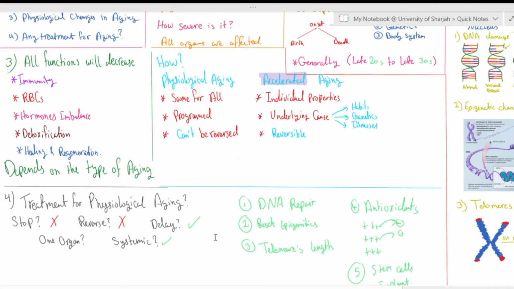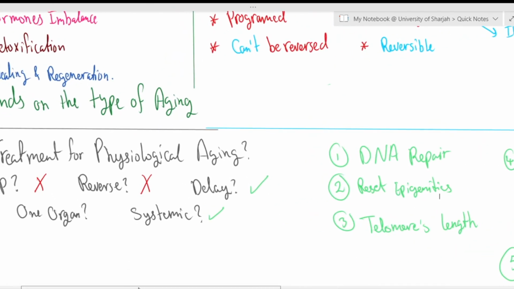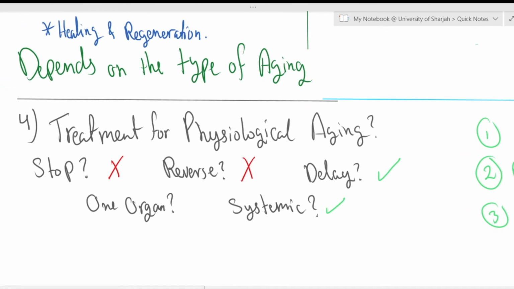Okay, good. So in the end, we have the treatment of aging. Could there be any treatment for aging? How do we treat aging? So, can we stop aging? No, we can't stop aging. Aging is a normal process that happens and it can't be stopped. It can't be reversed. As we said, physiological aging can't be reversed.